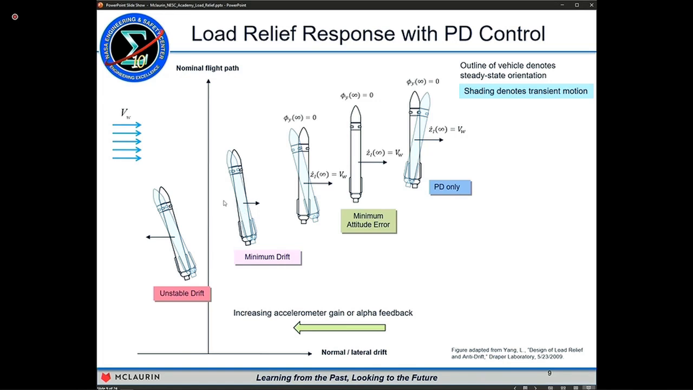And the displacement, this is a classical control, quasi-steady state type 0 error type system, the displacement from the equilibrium trajectory reaches a constant that's proportional to the magnitude of the disturbance. And then pure alpha feedback above an equivalent alpha of about 0.4, 0.41, the vehicle will turn into the wind in order to minimize alpha, but of course it drifts away from the trajectory in the opposite direction, and that drift is unstable.